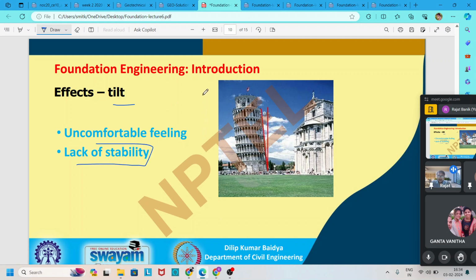And one famous example is the Leaning Tower. In this tower, the tilt occurred due to the uneven soil pressure below the foundation, and this may happen. The building may tilt due to this uneven pressure.